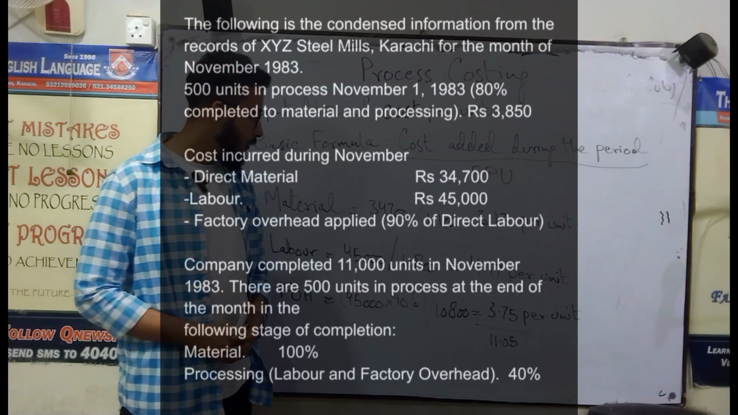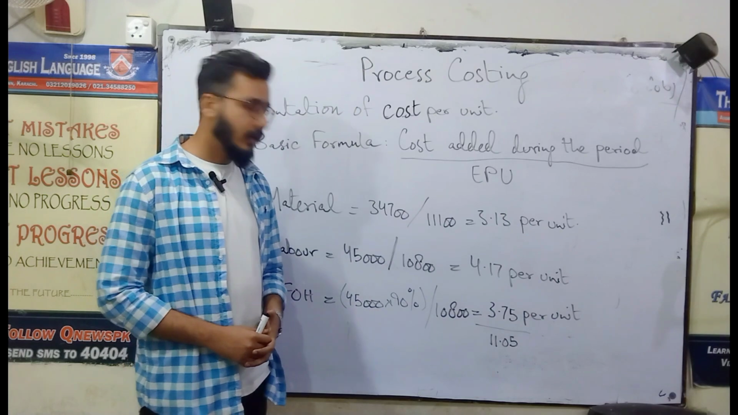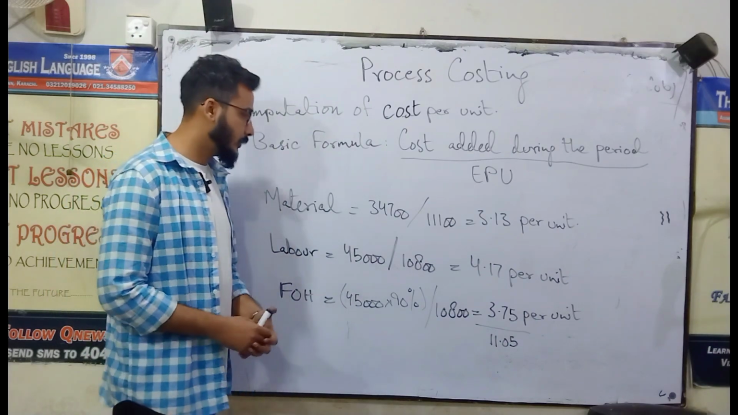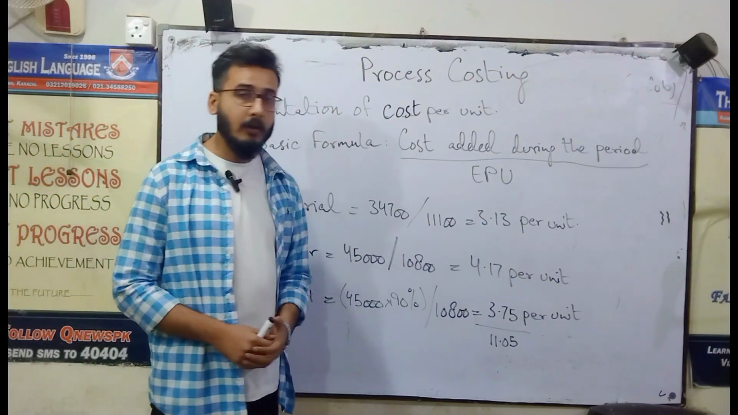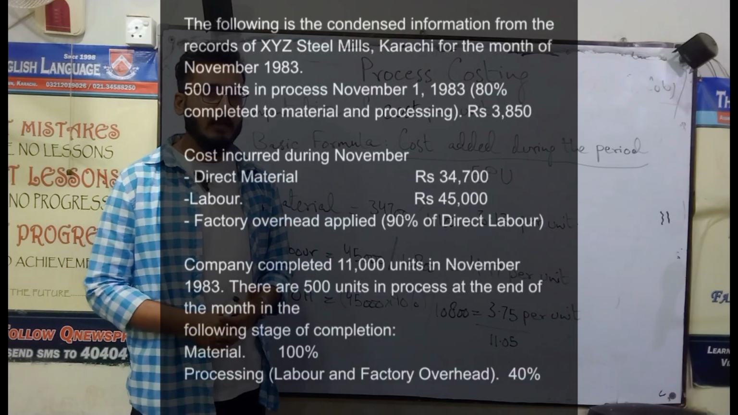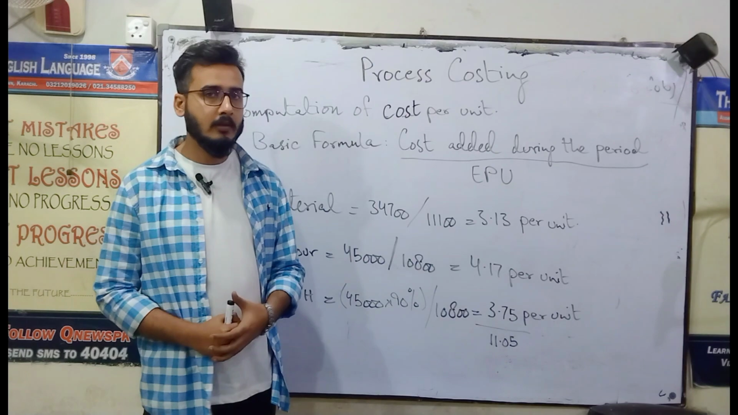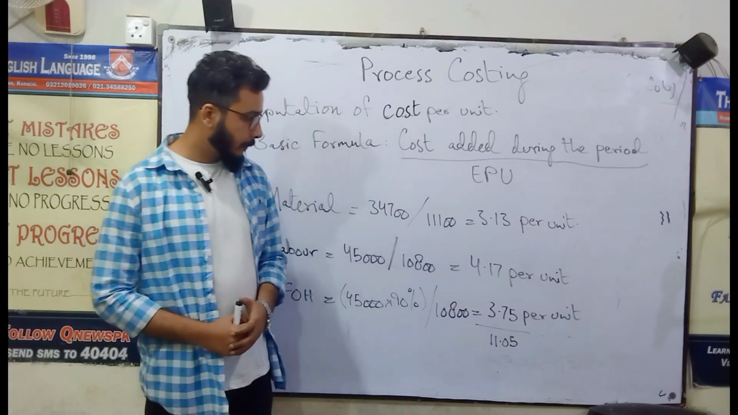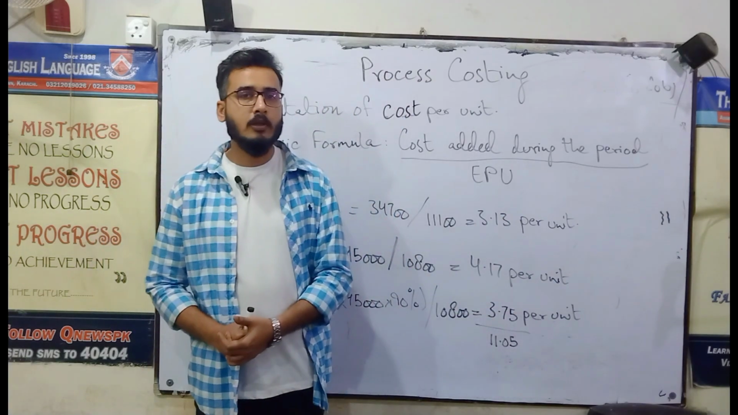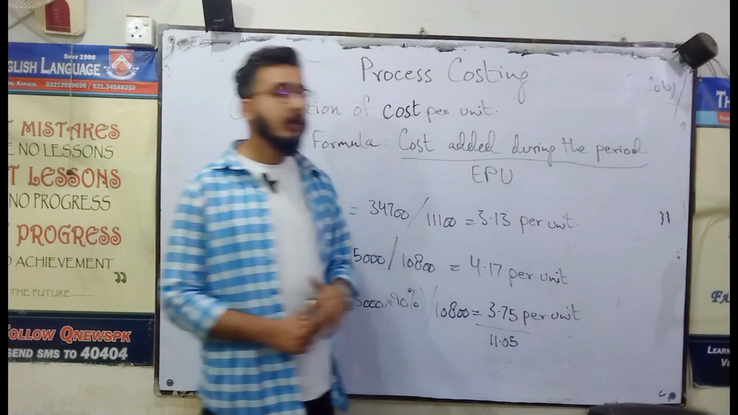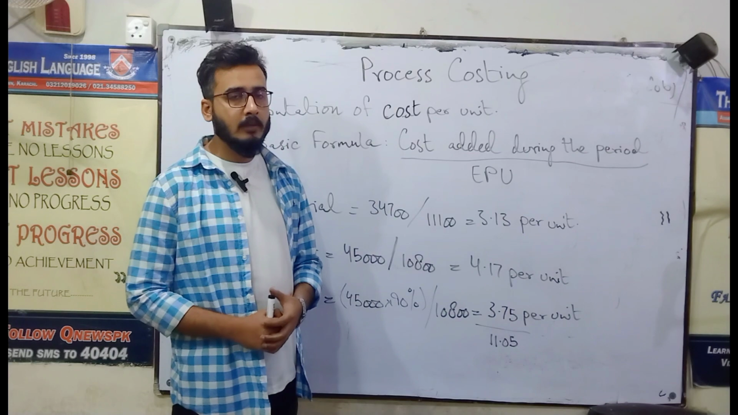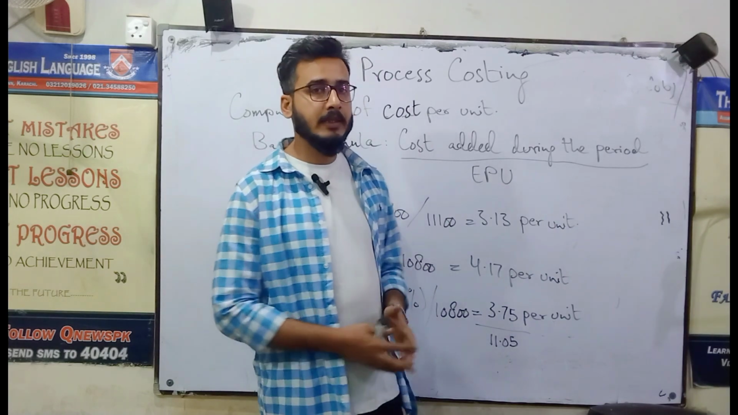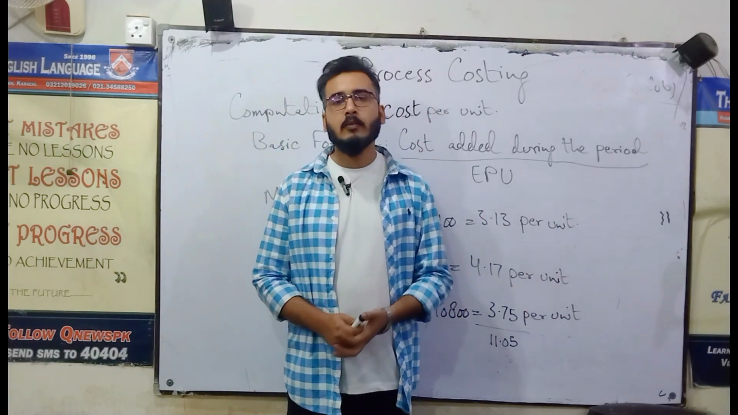Labor is 45,000 in the question, and the EPU calculated by us is 10,800. Now we have 4.17 cost per unit. Then factory overhead. Now in the question it was written that factory overhead is 90% of labor. Now labor has 45,000, and 45,000's 90% divided by 10,800. Now we have 3.75 cost per unit of factory overhead. Then for calculating the cost per unit according to labor, material and factory overhead, we shall add all these. Now let us see in the third step what we do, and let's finish the question.